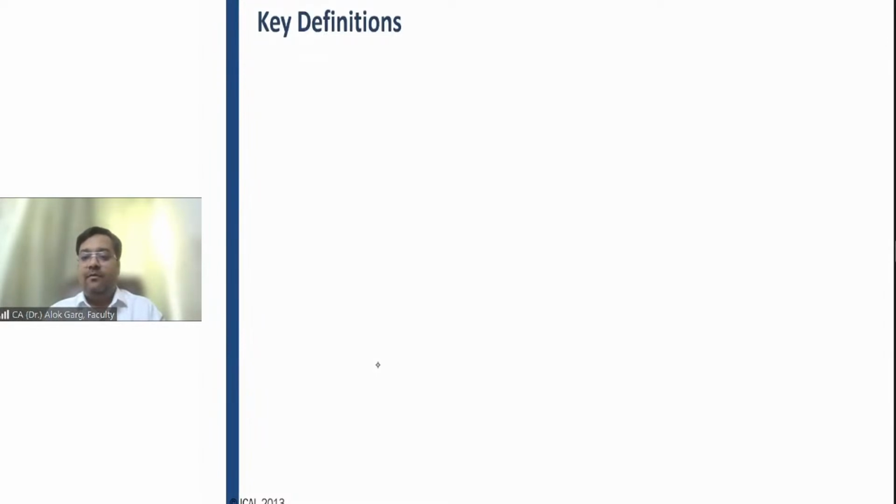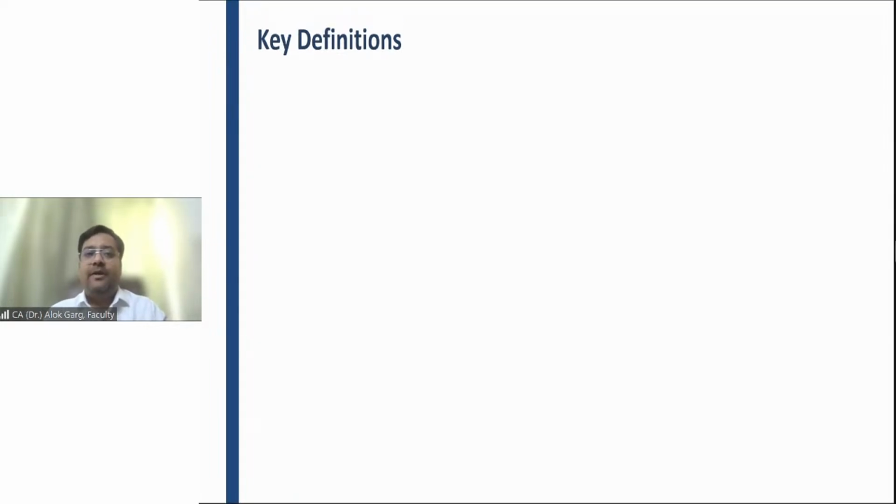Now, we are going to discuss the heart of the standard. What is meant by the heart of the standard? We are going to discuss the three important currencies, right? What are those three important currencies? First of all, in AS 11, we were talking about three currencies. What were those three currencies? Local currency, foreign currency, presentation currency.